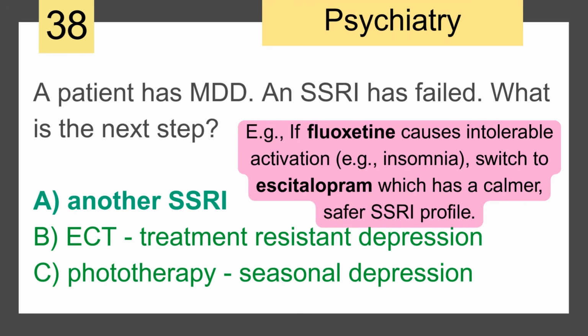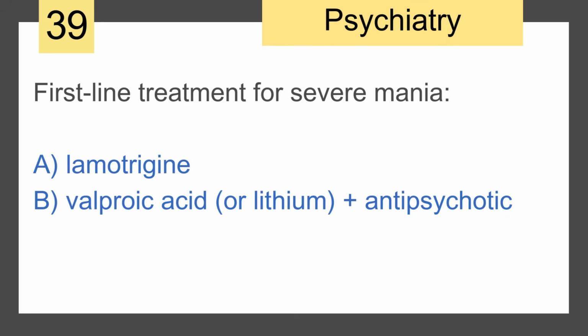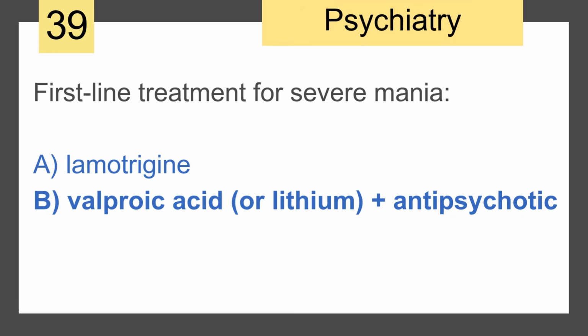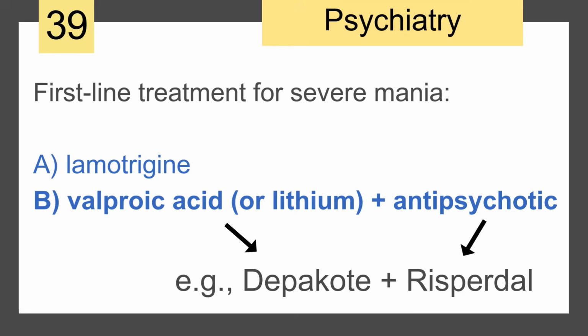We switch to escitalopram, Lexapro, which has a calmer, safer SSRI profile and doesn't activate as much. Question 39. First-line treatment for severe mania, perhaps with psychotic features, is valproic acid or lithium plus an antipsychotic for the psychosis. Depakote, by the way, is the term for valproic acid, and risperidone will be an example of an antipsychotic.